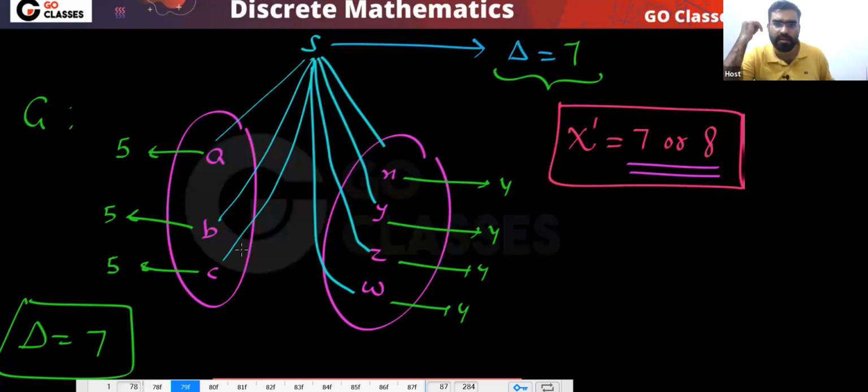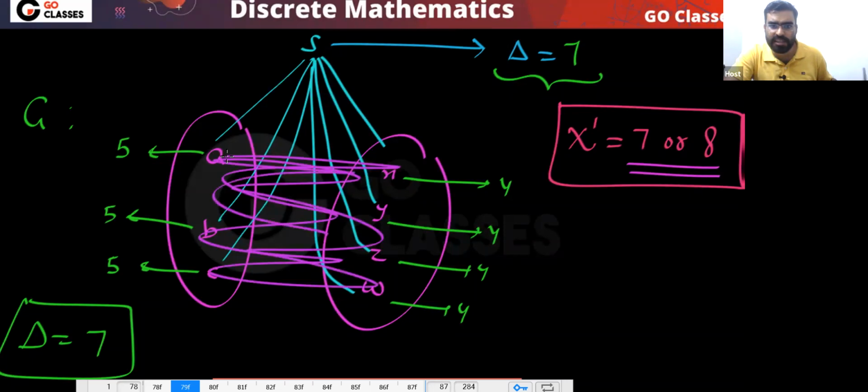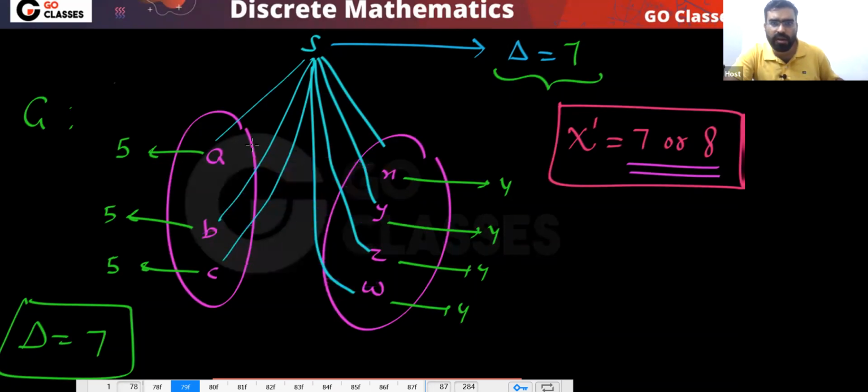Why? What is the reason? Let me tell you the reason. Why will the answer be 7? Because you can notice that these edges will get different colors. All these will get different colors. And then finally, what we need to color? We need to color these edges.